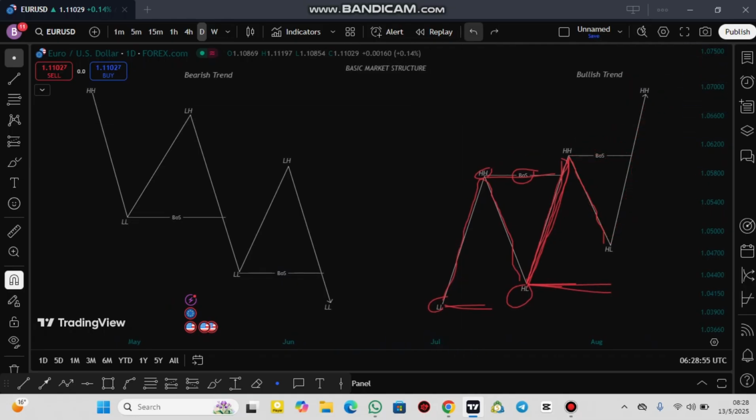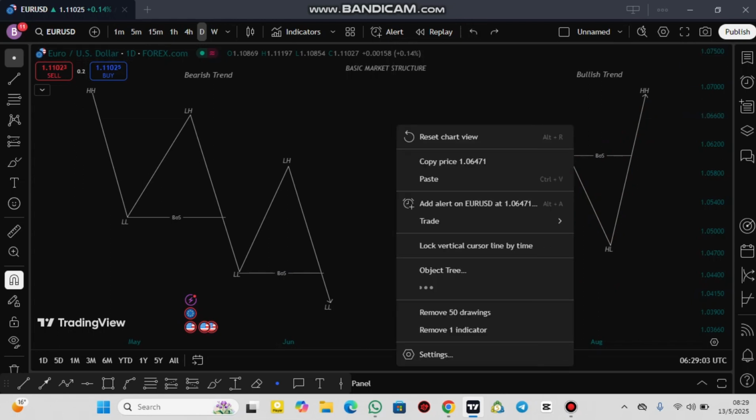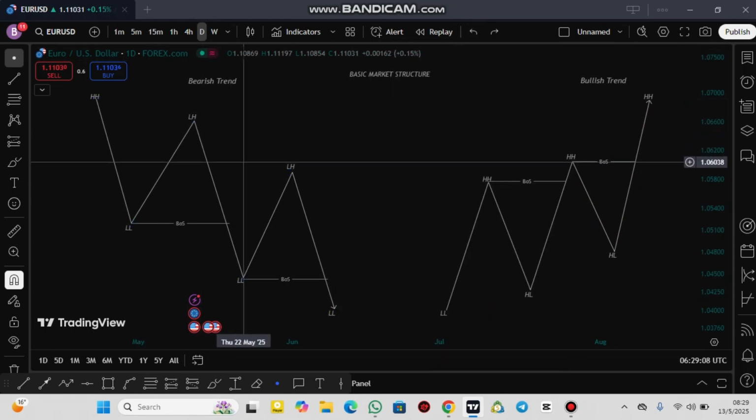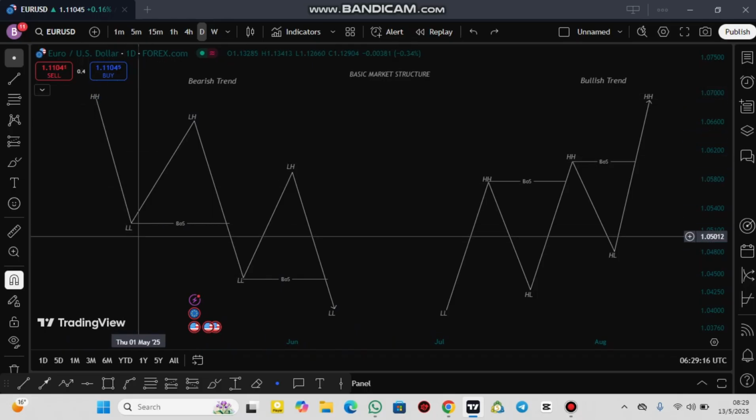And now just a quick recap of the entire lesson of how to identify a bearish trend and a bullish trend. So the first thing you want to see, let's start off with the bearish trend. What did we say the first thing you need to see to identify a bearish trend was? You want to see a higher high give you a lower low.